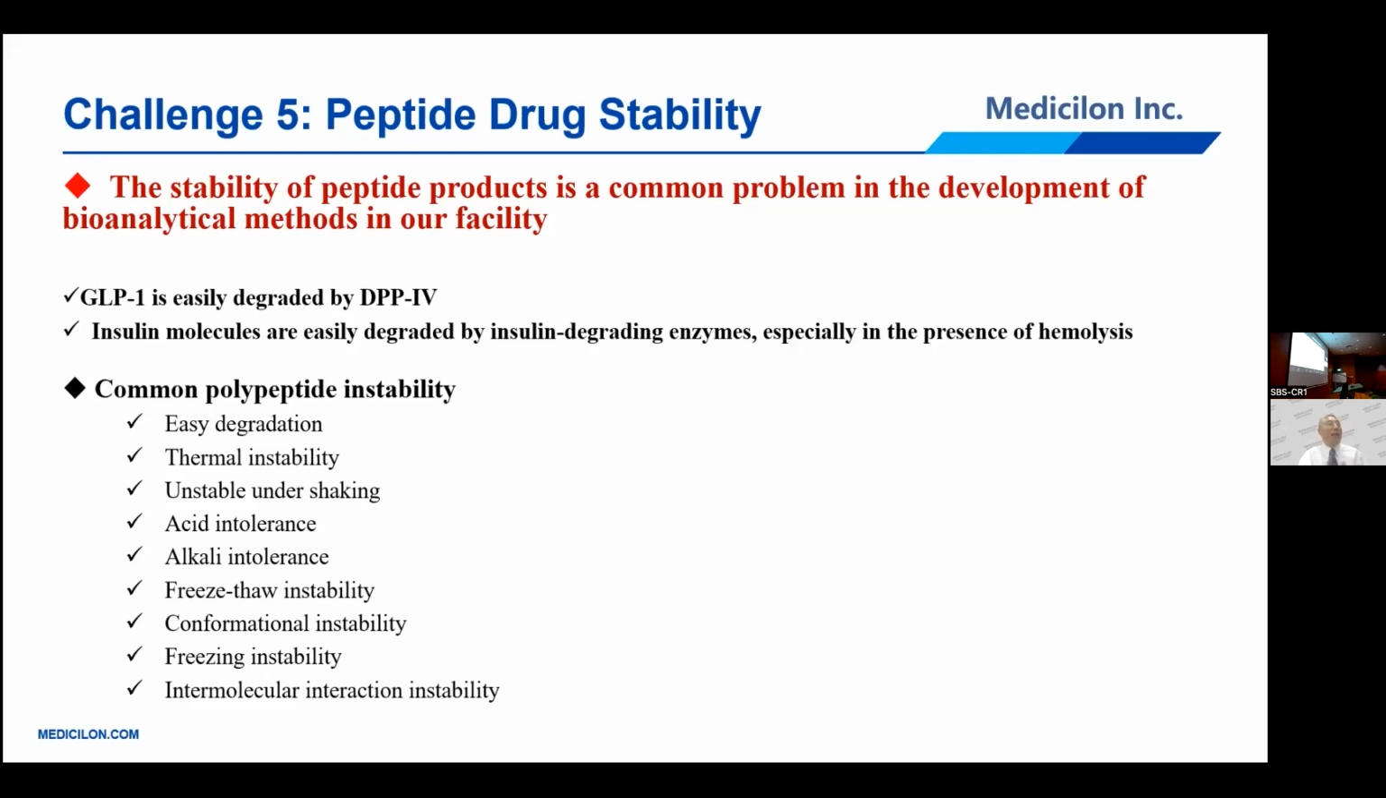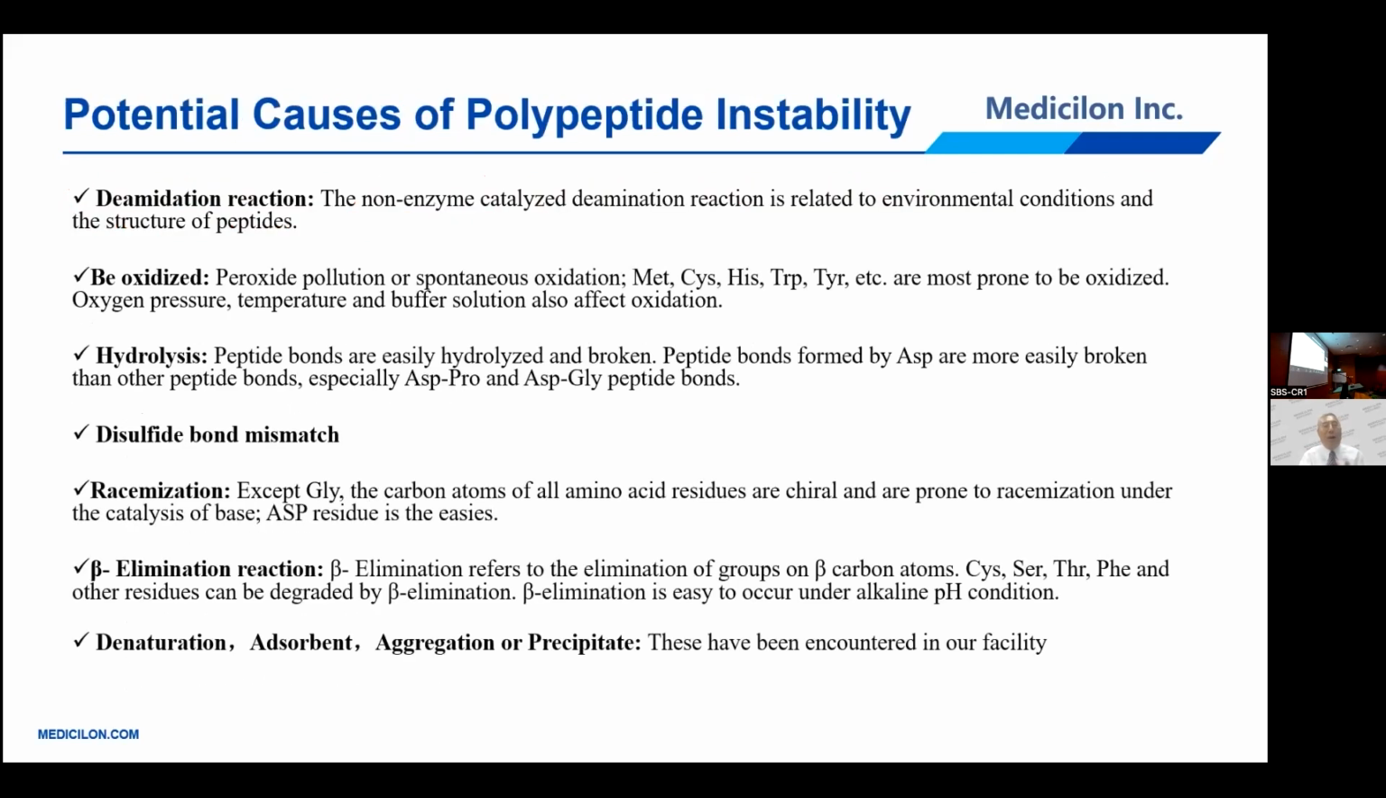If you cannot get repeatable results, think about physical instability. There is also chemical instability, including deamination, oxidation, and hydrolysis. So when you prepare solutions, also be really careful. Of course, in vivo also shows those kinds of instability.